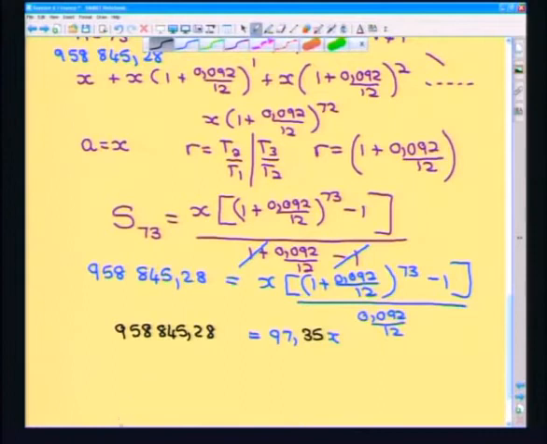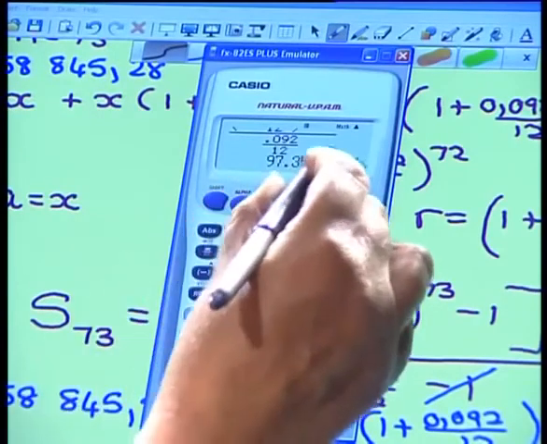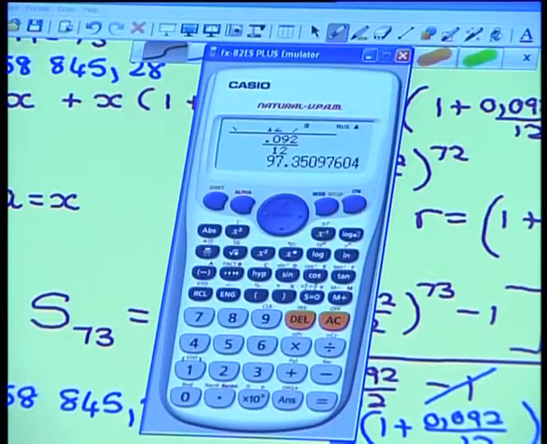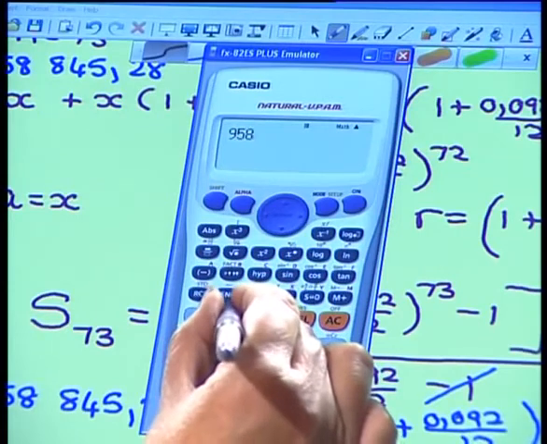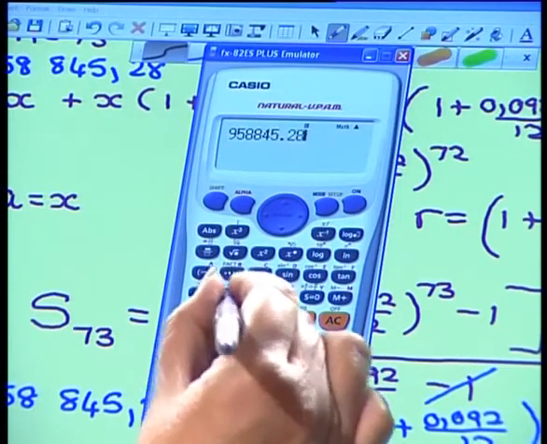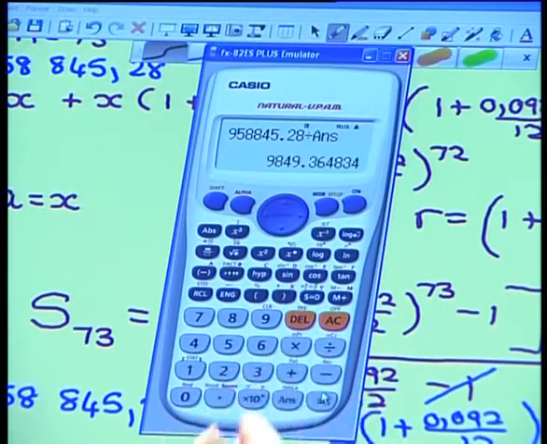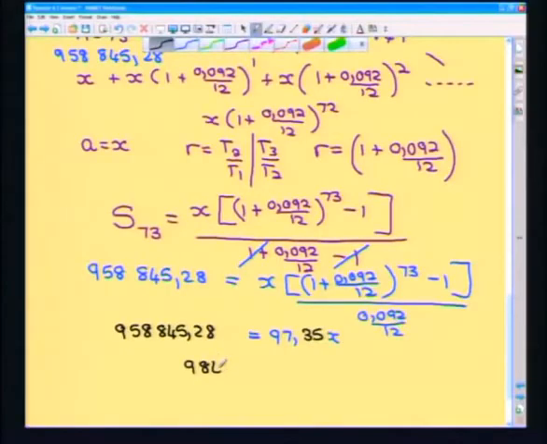Right, so all I would do now, I'd bring my calculator up again. And now I have this in the actual answer. So all I would have to do is key this in and then divide by the answer. So it's 958,845.28, and I divide it by the previous answer, equals, and I find that I have 9,849.36. And that is what Farmer Brown will have to put in every month for 6 years in order to be able to afford his new tractor when he trades his old one in after 6 years.